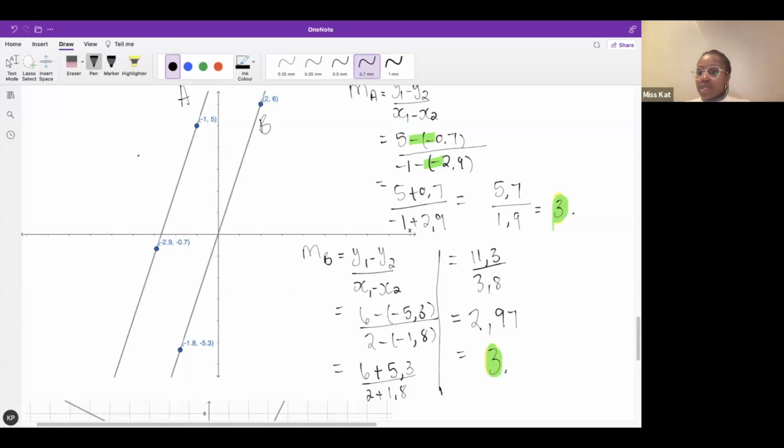Now you guys will probably be asking, why would we need to know that? Two lines that are parallel have the same gradient. Do you see we did the gradient formula? We got to 3. So that means these lines will never cross. There's never a point where these lines will cross. These lines can go on forever and ever, and they will be the same distance apart forever and ever.